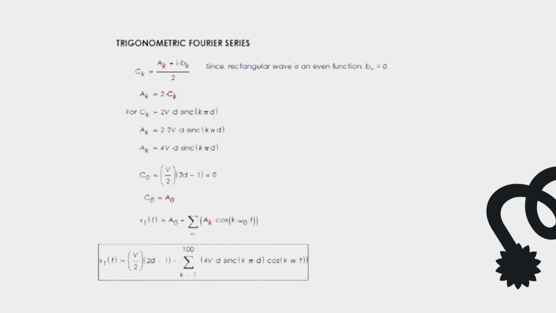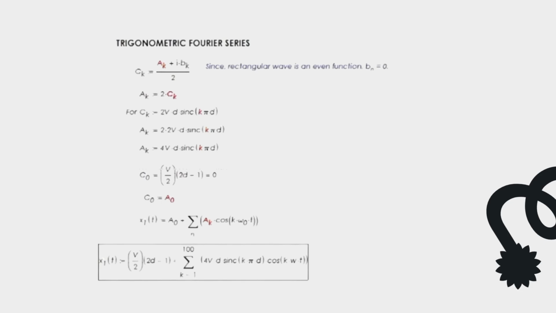So the given is c sub k is equal to a sub k plus j times b sub k over 2. So c sub k, a sub k, b sub k are the coefficients of the Fourier series. A sub k is equal to 2 times c sub k. Since the rectangular wave is an even function, b sub n or b sub k is equal to 0. So for the c sub k, we have 2B times D sinc k pi D. Since a sub k is equal to 2 times c sub k, we'll substitute the value of the c sub k. So now the a sub k is equal to 4B times D sinc k pi D.